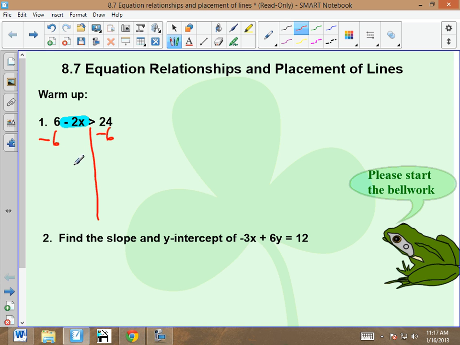First, I'm going to subtract 6. So I get negative 2x is greater than 18. Then I'm going to divide both sides by negative 2. Now, because I divided by a negative, I flip my inequality. Negative 2 over negative 2 is a positive 1. So x is less than negative 9.